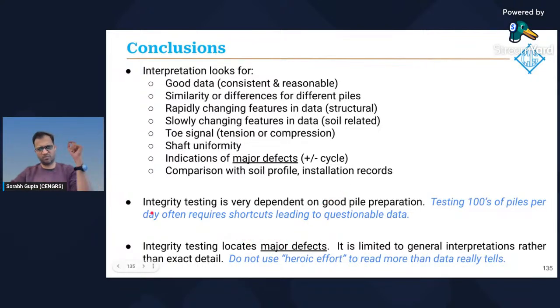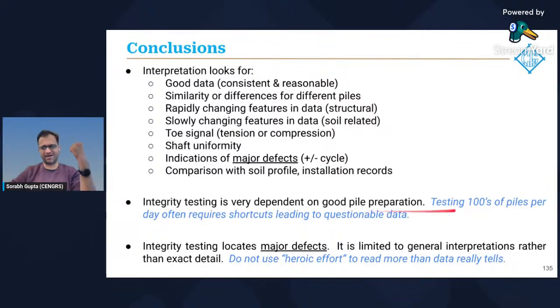The second thing I want to remind you is that integrity testing is highly dependent on the pile top preparation. I keep emphasizing this. These days, on a lot of project sites, I see agencies deployed at site which are testing 50, 100 piles in a day. I've been doing PIT testing myself with my own hands. I don't understand how you can test 50 or 100 piles in a day without compromising on the quality of the raw data. I don't need to emphasize that quantity is not important. The quality of the PIT data is a lot more important.